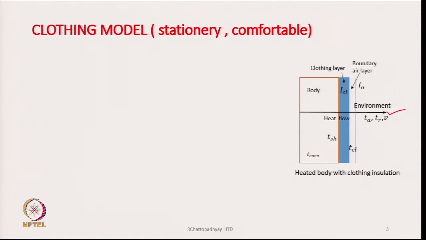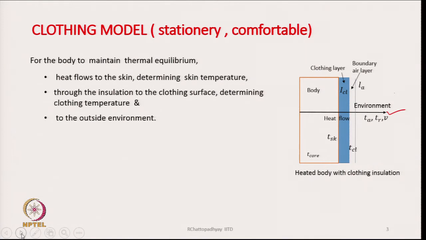and T core, T SK, T CL, they indicate the temperature. T core is the temperature of the body core, T SK is the temperature of the skin, T CL is temperature of the clothing. T A, T R, V, these are the parameters of the environment. We will gradually come to know what are these parameters.